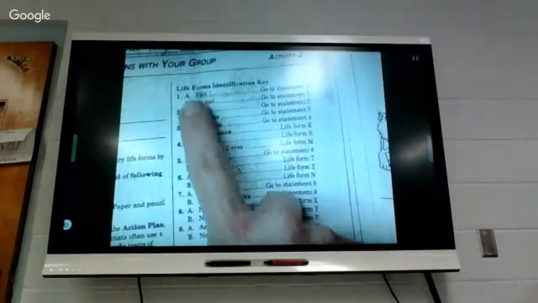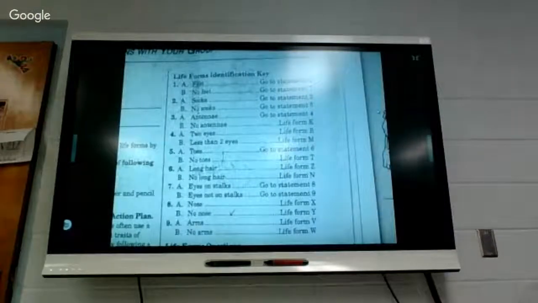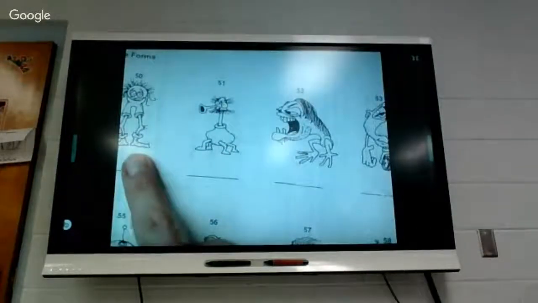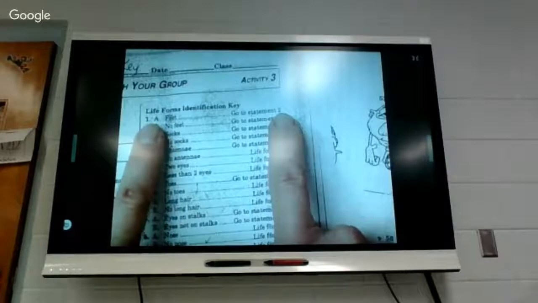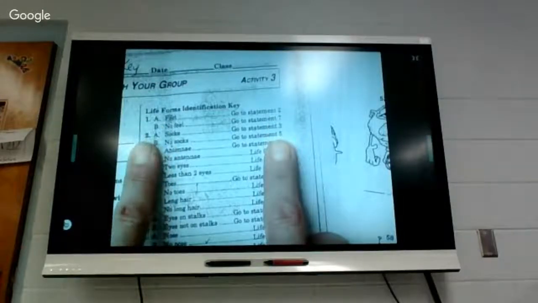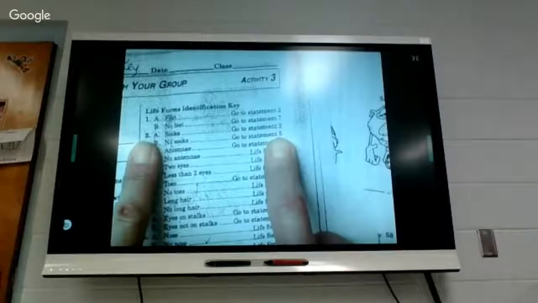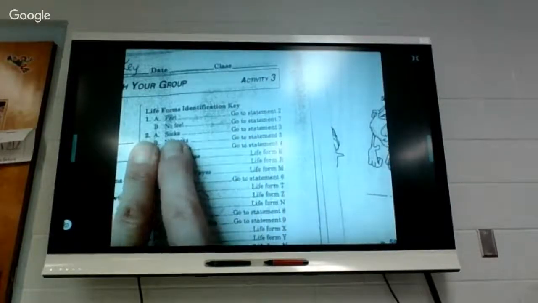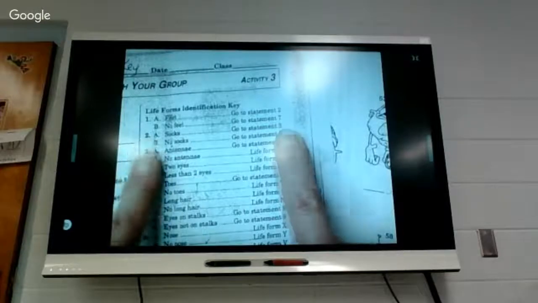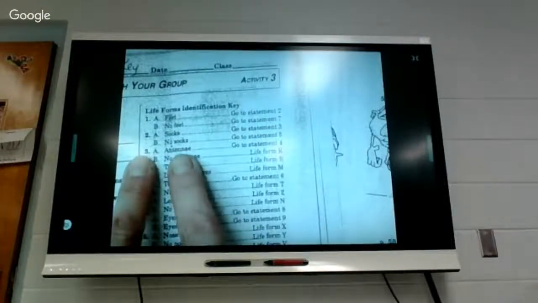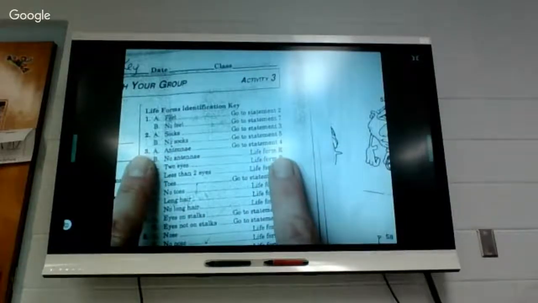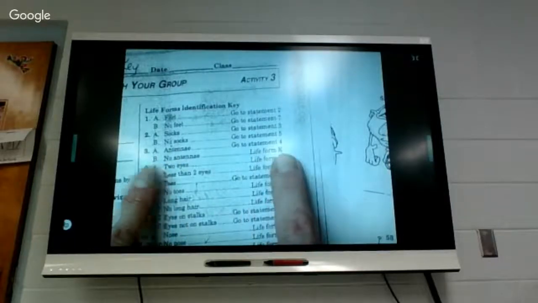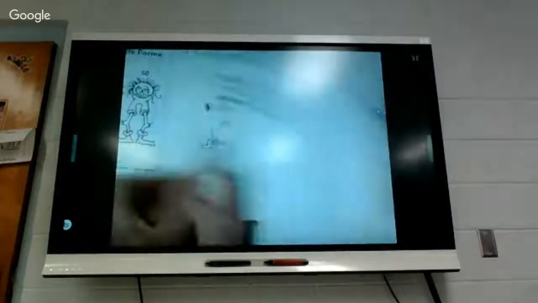So it starts, the first group is either you have feet or you've got no feet. They put you in two big broad groups. So look at this guy. Does he have feet or not? Yeah. Okay, so we're going to go past feet, go to statement 2. So skip down to number 2. Okay? He has socks. Socks or no socks? Check them out. He has socks. Go to statement 3. Okay, hop down to 3. A or B? Does he have little antennae or no antennae? None. No antennae? Life form K. And now you're done. So you put K on the blank. Okay?